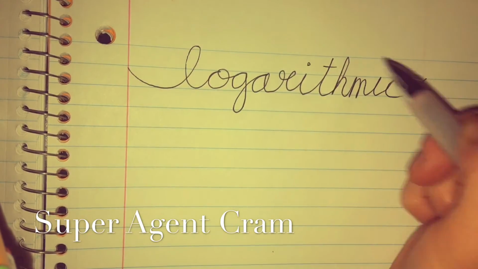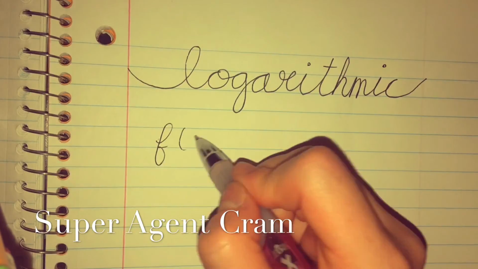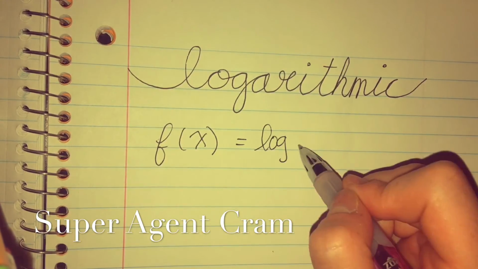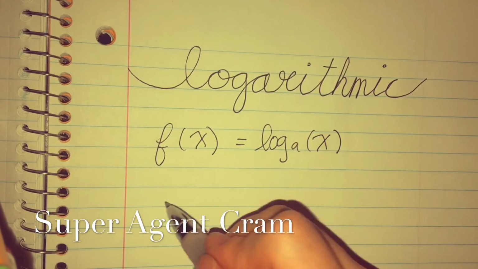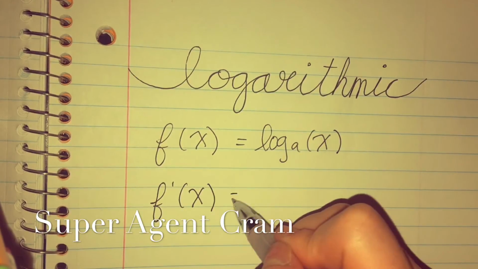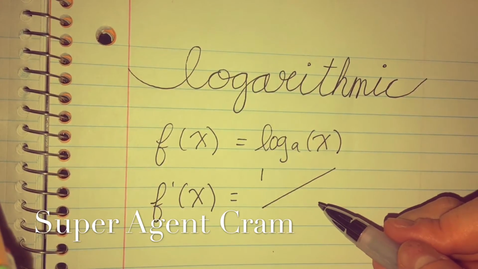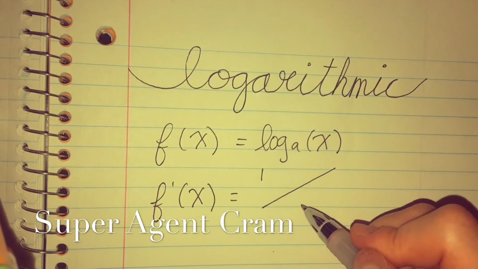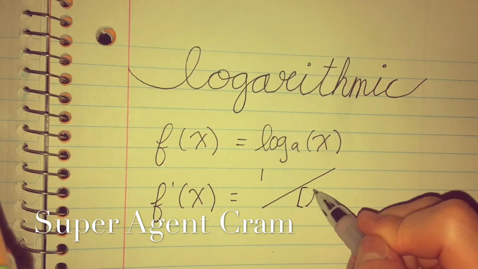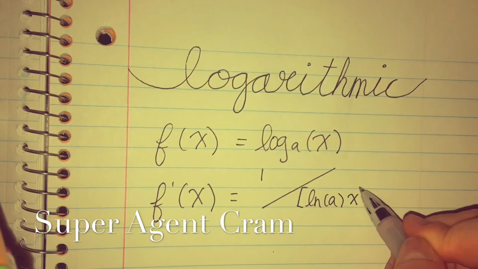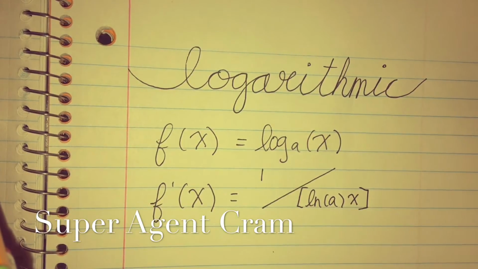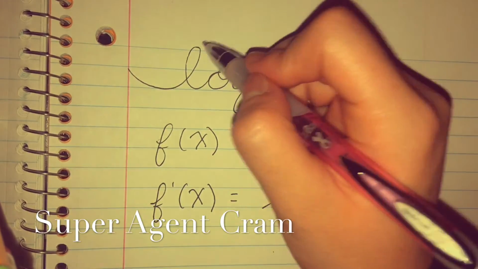The logarithmic rule. If you have a function f of x equals the log base a of x, then the derivative of that function is f prime of x equals 1 divided by x times the natural log of a. In other words, the derivative of a logarithmic function is the inverse of the natural log of the original log's base value, all multiplied by the inverse of the variable x.